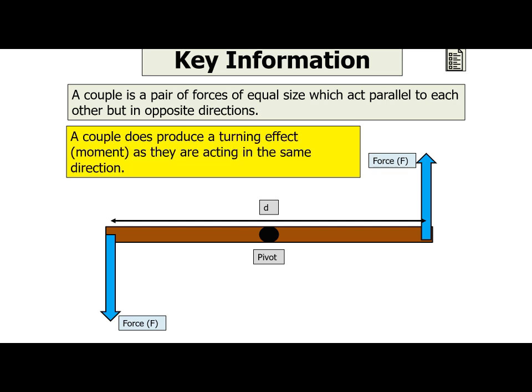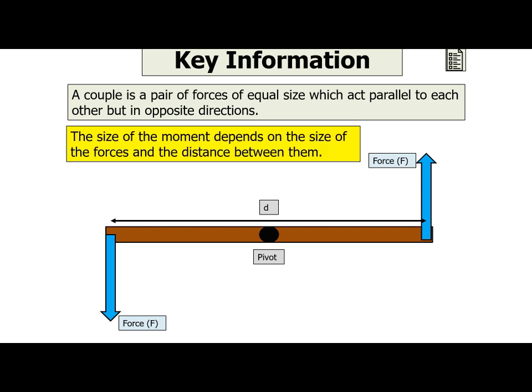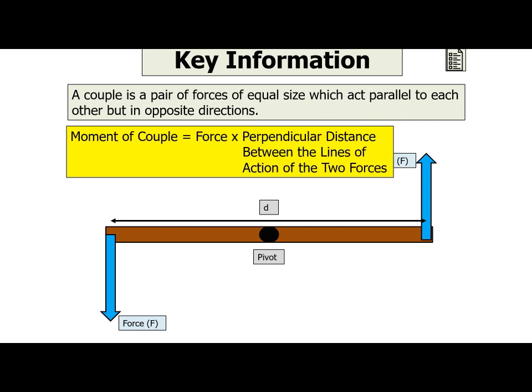A couple, however, does produce a turning effect or moment as they are acting in the same rotational direction, as you can see in the following diagram. Now, when the force is applied, the object will rotate with a constant angular speed, but it remains fixed in the same location. Now, the size of the moment, or torque, depends on the size of the forces and the distance between them. So what we can say is that the moment of a couple, or the torque, is equal to the force times the perpendicular distance between the lines of action of the two forces, or M equals F times d.